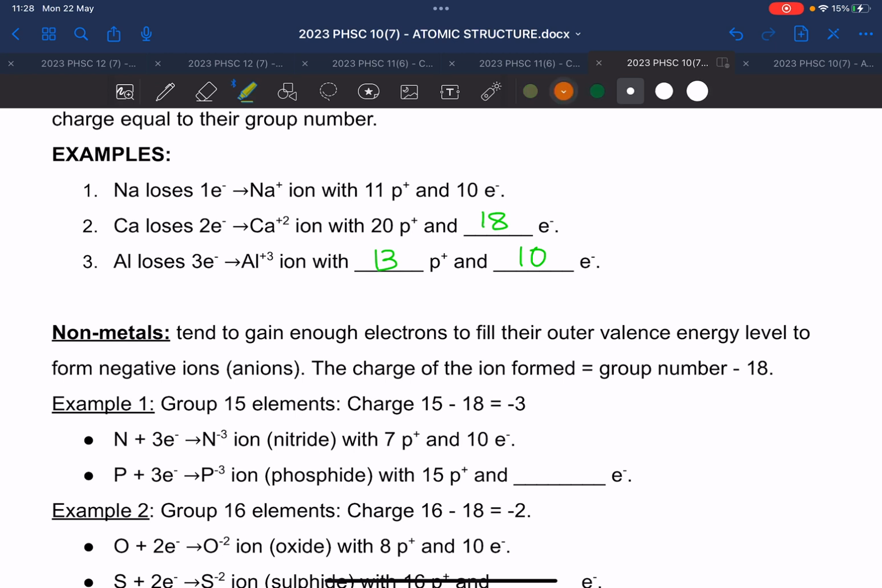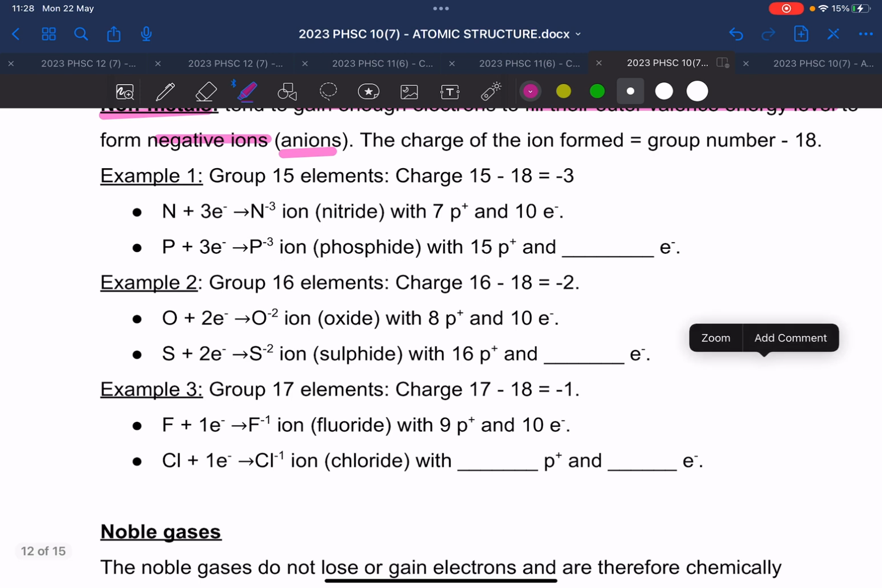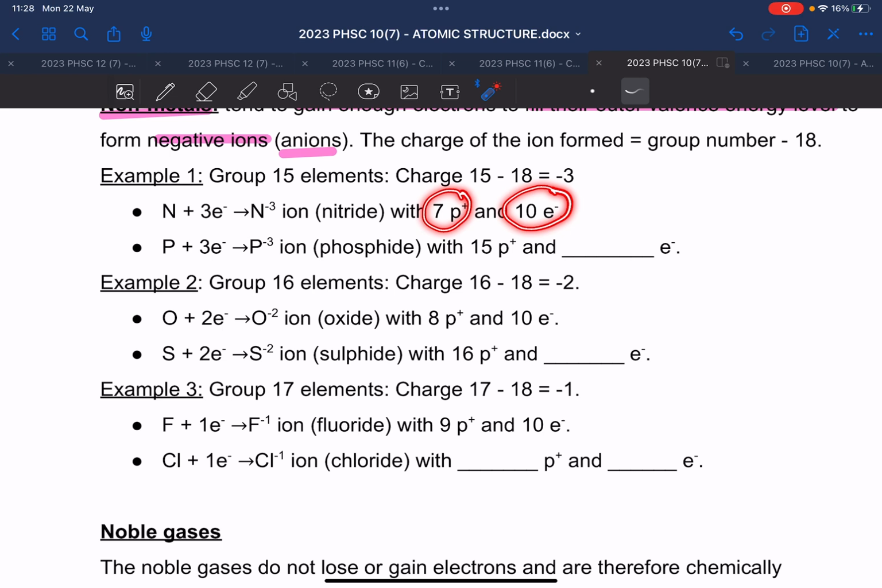Okay. Then non-metals tend to gain electrons to fill the outer energy levels. And they form negative ions called anions. Okay, so I told you there's different ways to determine this valency. If we look at nitrogen, nitrogen is in group 15, so it will gain 1, 2, 3 electrons to become like neon. So it has 7 protons, and if it gains 3 electrons, it has 10 electrons.